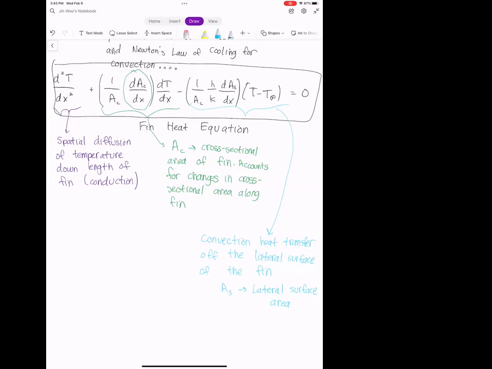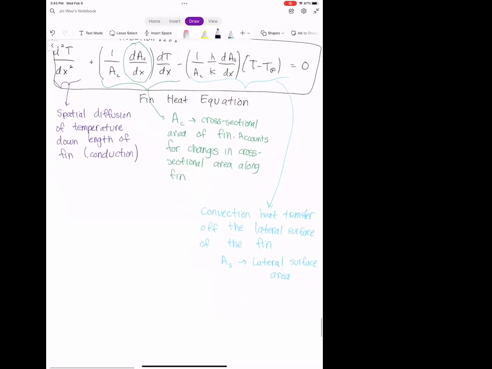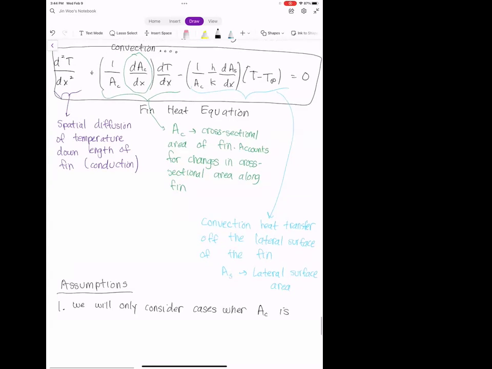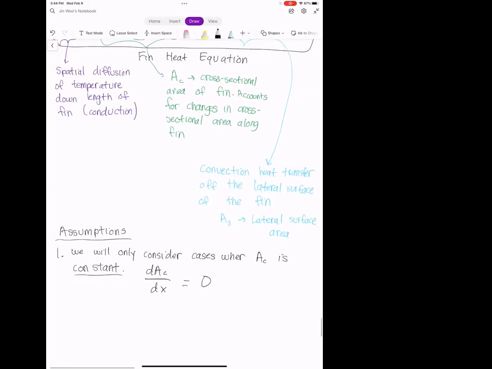Okay. All right. So we have a couple of minutes, and so let me just talk about some of these assumptions, and then we'll pick up the solution on Monday. The first key assumption that we're going to make, which is only really relevant for this class, is we're only going to consider situations where the cross-sectional area is constant. This means that if we take the derivative of AC with respect to X, then this is going to be 0 in our cases. And so we're only going to consider constant cross-section fins.